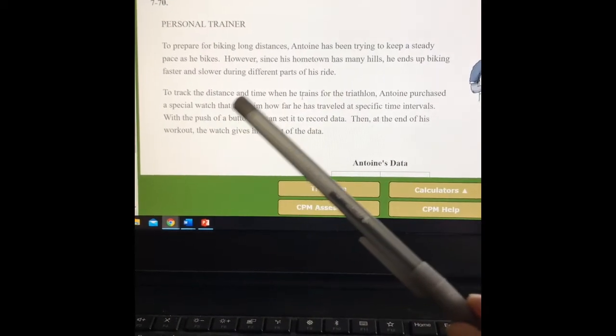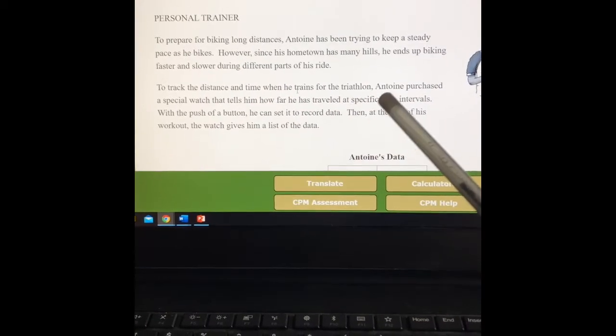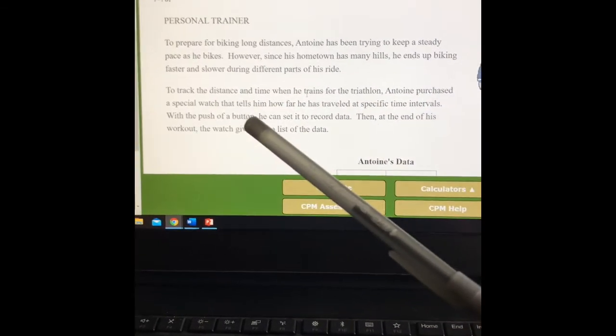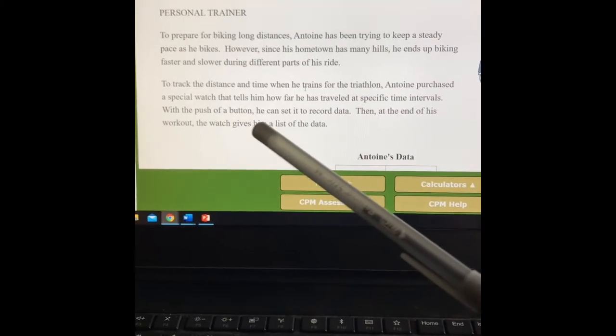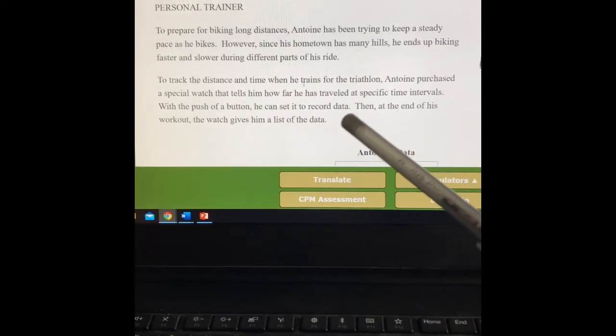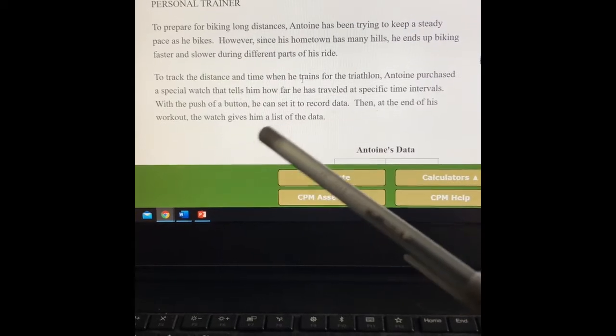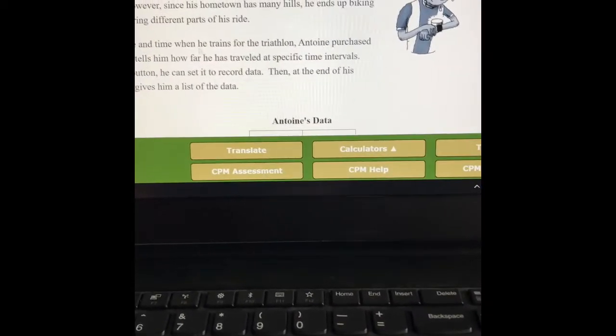To track the distance and time when he trains for the triathlon, Antoine purchased a special watch that tells him how far he has traveled at specific time intervals. With the push of a button, he can set it to record data. Then at the end of his workout, the watch gives him a list of the data. So there he is, checking his watch.